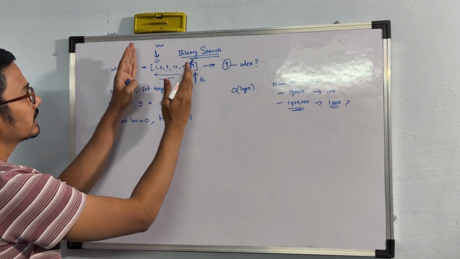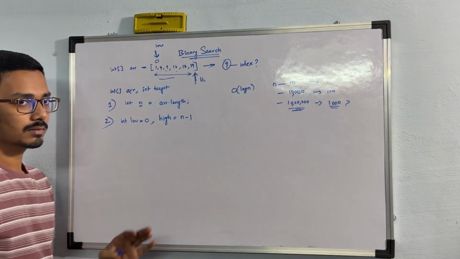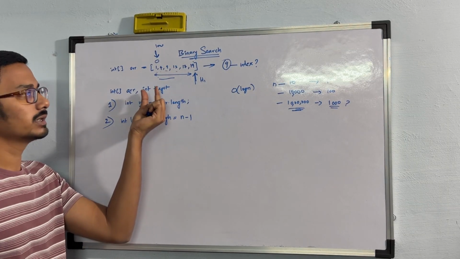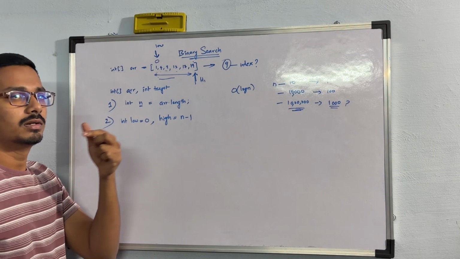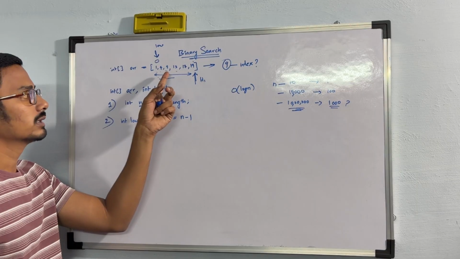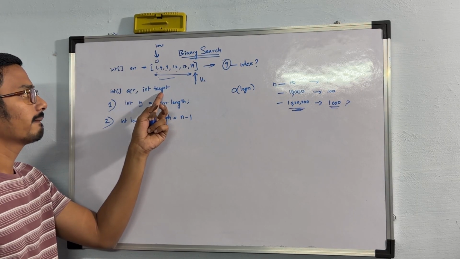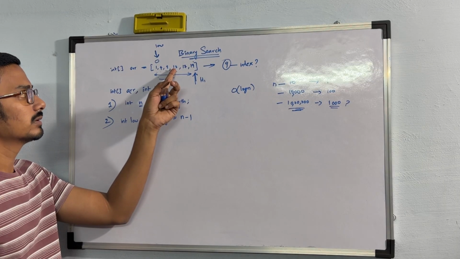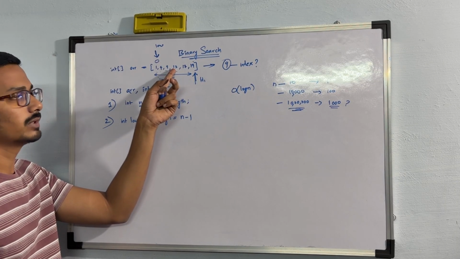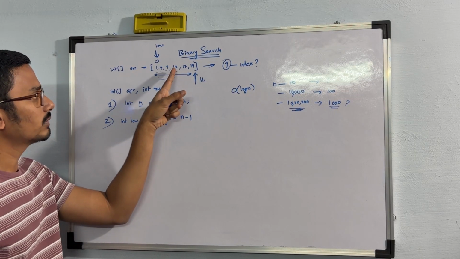Using this low and high, I'll be finding the midpoint of that array, and using that midpoint, I'll be comparing it with our target. Whenever the value at the mid index, which we get using low and high, is greater than our target, then we have to search on the left.